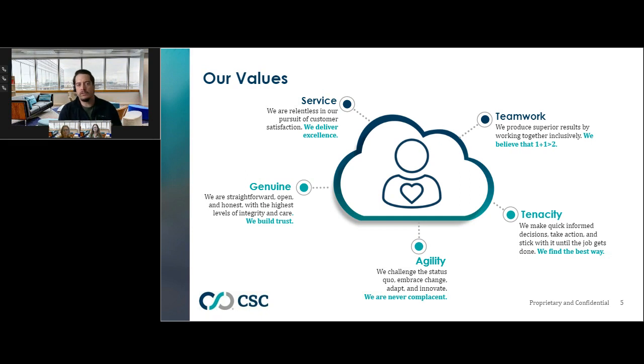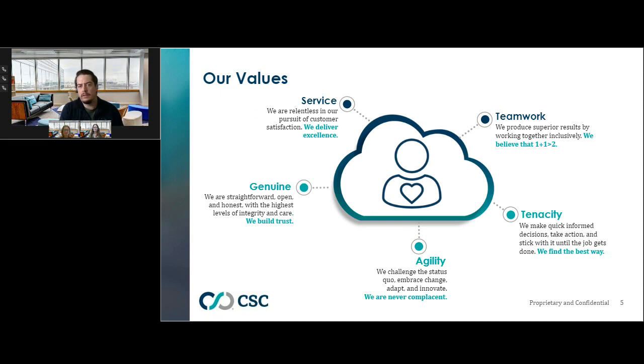Looking at service, we're really passionate about our pursuit of customer satisfaction. Whether that's internal people or external people that we're working with, we want to deliver excellence. We want a great experience from end to end. So customer service is really one of our number one priorities and core to our values.